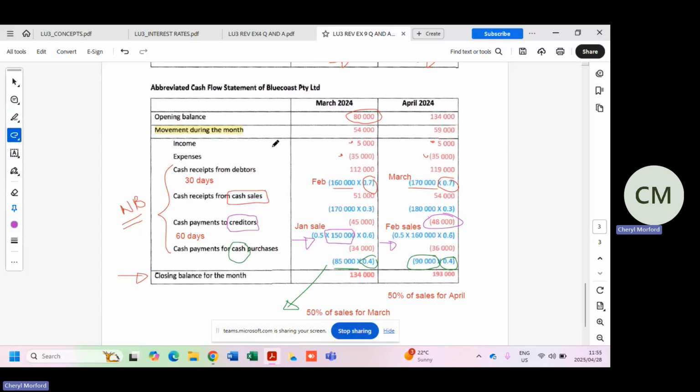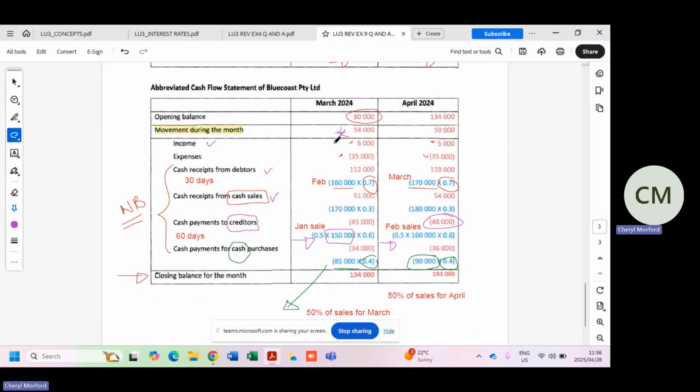So what am I going to do in March? I am going to add various things. So I'm going to take my income. I will add that. The cash receipts from debtors, I will add. Cash receipts from cash sales will add. Then what's going to happen? My expenses, I will subtract the 35,000. Then my cash payments to creditors, I'll subtract, as I will with the cash payments for cash purchases. So you add and subtract all of the relevant amounts, and that will give me the overall change during the month of a positive 54,000.